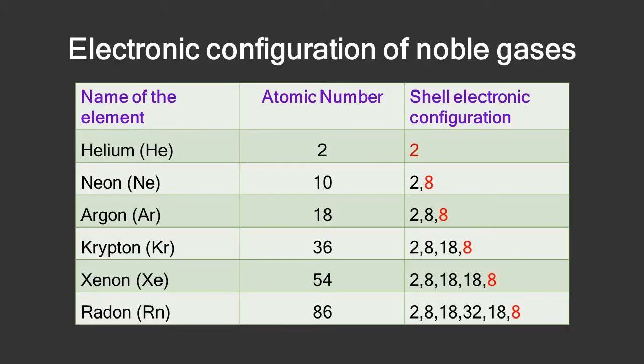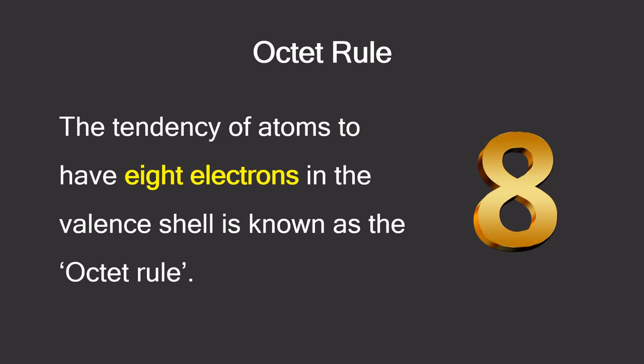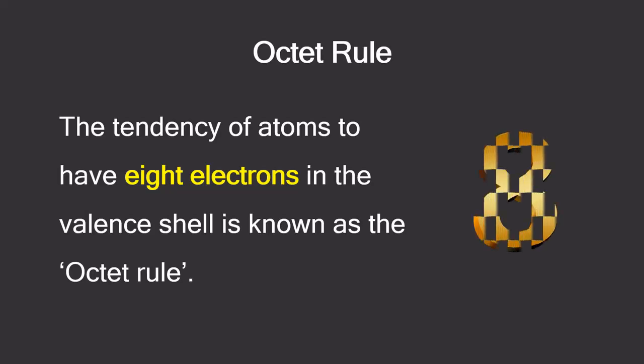As seen from the electronic configuration of the noble gases, helium has only 2 electrons in the valence shell. All the other noble gases have 8 electrons in their valence shells. The tendency of atoms to have 8 electrons in the valence shell is known as the octet rule. Atoms try to achieve octet by forming bonds with other atoms.